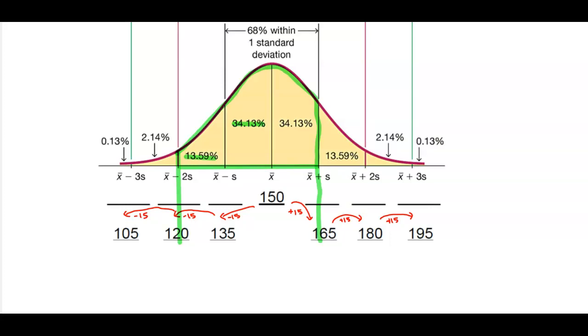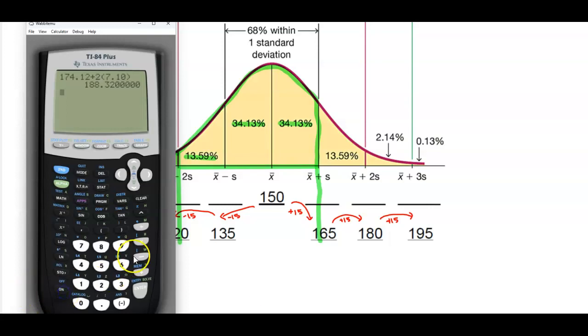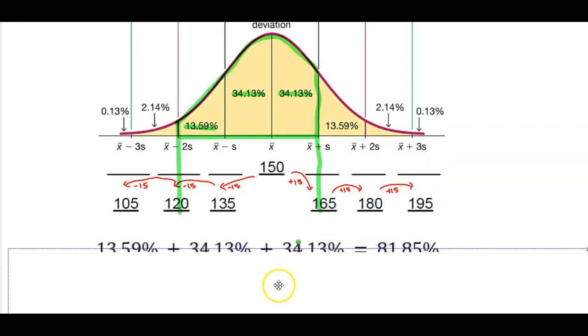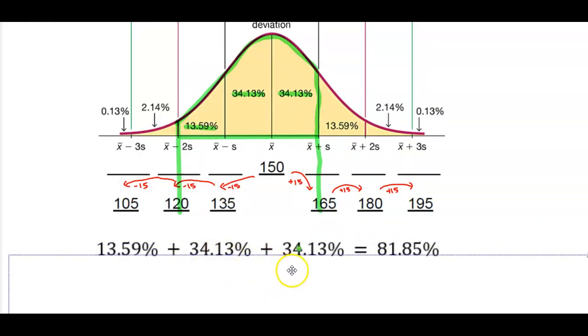13.59%, 34.13%, 34.13%. So let's go ahead and do that on our calculator. If we take 13.59 plus 34.13 plus 34.13, that gives us 81.85%. So therefore, when we add those all up, we get 81.85%.